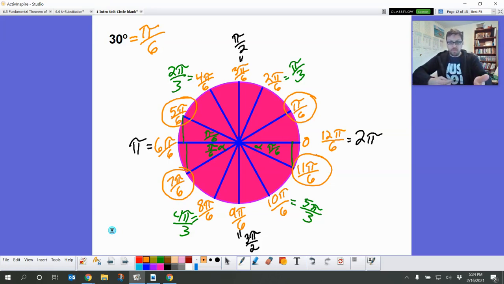I wouldn't worry about getting this whole diagram because you've really drawn this whole diagram already. But what I care about is those 4 that I circled because those are our 30-degree angles. But now they're pi over 6.